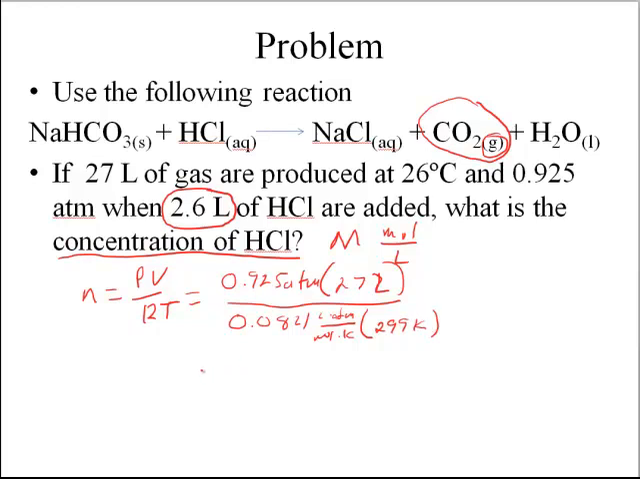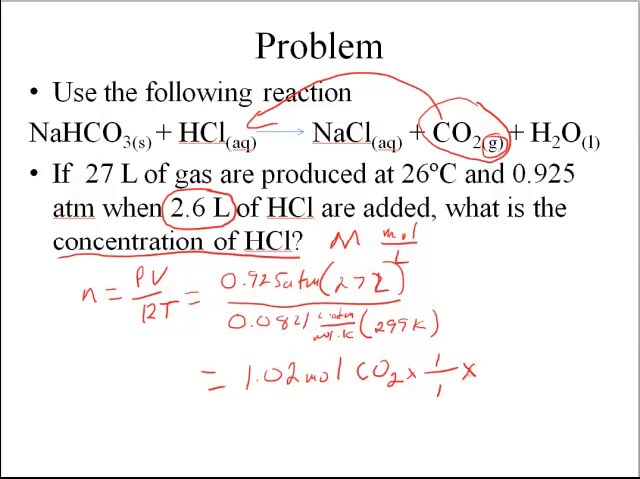And so you work that all out, and you get 1.02 moles. Now that's 1.02 moles of CO2, right? And we've got to find the concentration of HCl. So what's the mole ratio between CO2 and HCl? Well, you can see it's a 1-to-1 mole ratio.